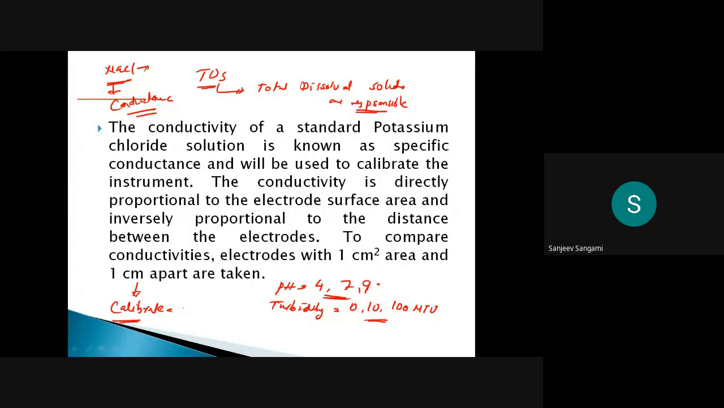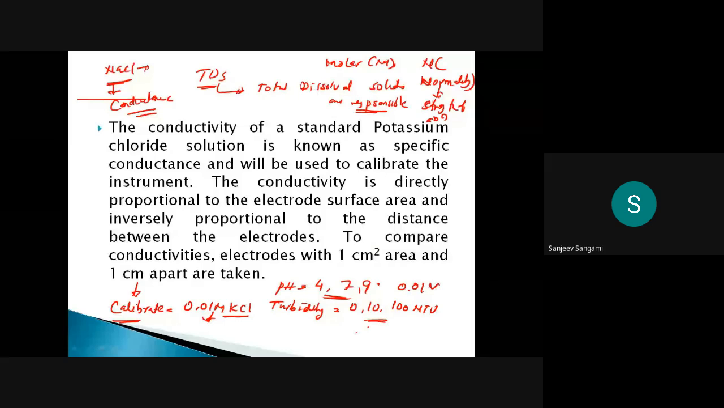Using standard 0.01 molar KCl solution, you have to calibrate. Molar stands for the strength of the solution. Just remember that the molar or normality signifies the strength of the solution. Molar is represented by M, and normal is normality. These two words we will use to check the strength of the solution.